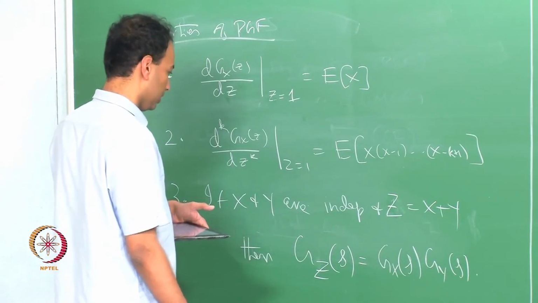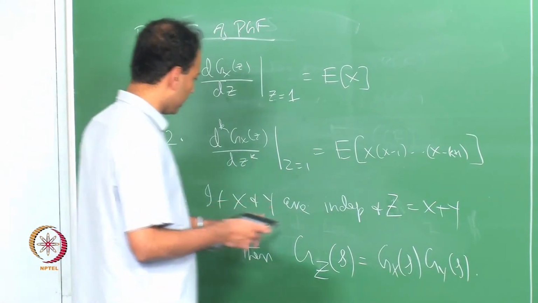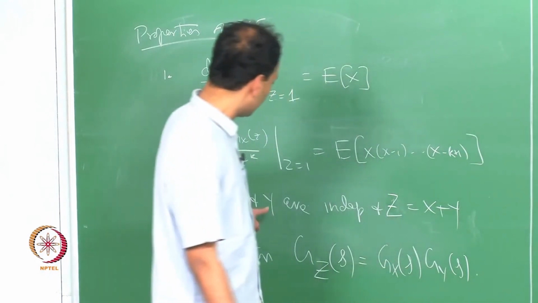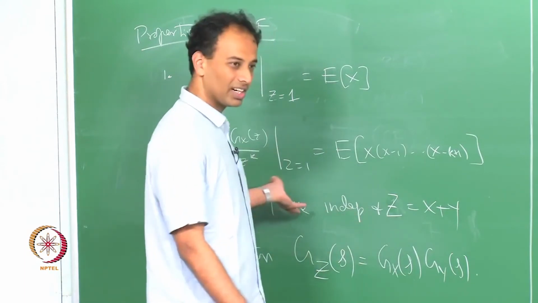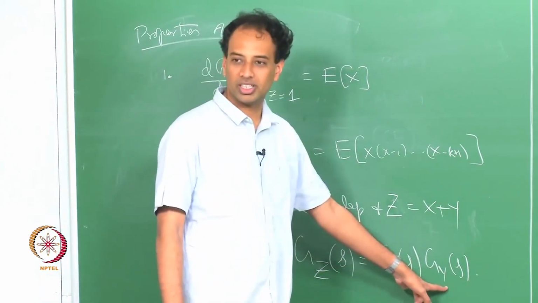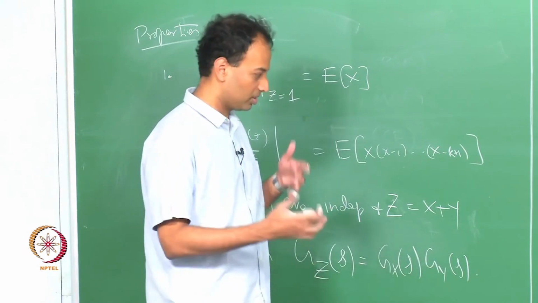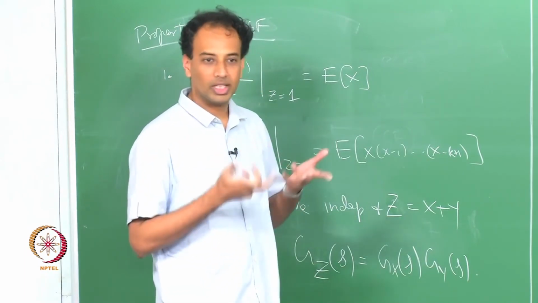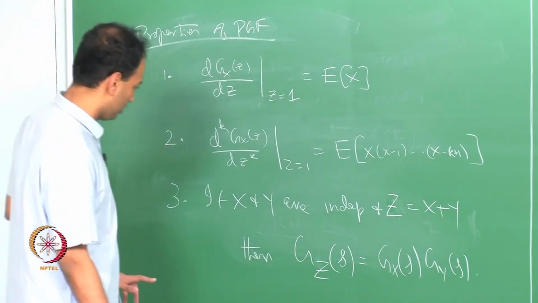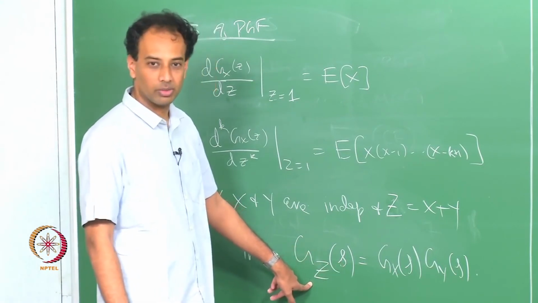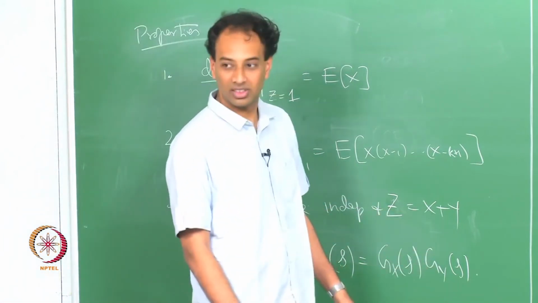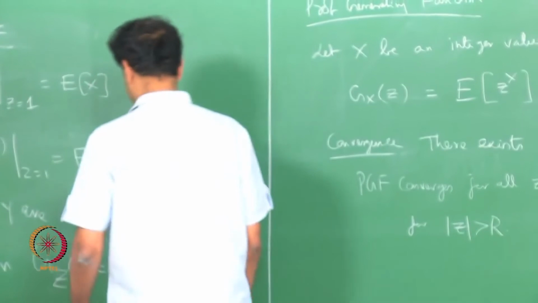So if x and y are independent and z is the sum of the two, you will convolve their PMFs, but convolving PMFs is the same as multiplying PGFs, just like in discrete time signals, where if you convolve, you multiply the Z transforms, right. This is the same result. I am writing s here just to avoid confusion with the random variable itself, and the region of convergence will be the region where both converge, the intersection of the regions of convergence.